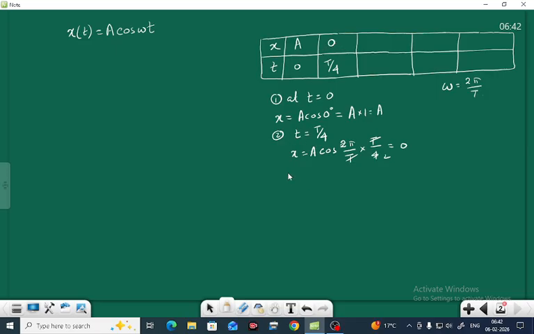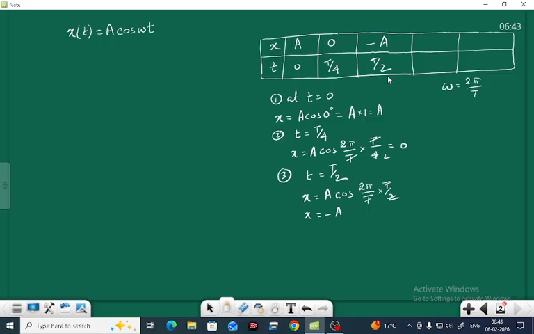Now we are getting the third point, that is at time t equal to T by 2. What do you get? The value of x is equal to a cos 2 pi by T into T by 2. So these will cancel, so cos pi. The value of cos pi is minus 1. So the value of x is equal to minus a, right? So at T by 2, the value of x is equal to minus a.